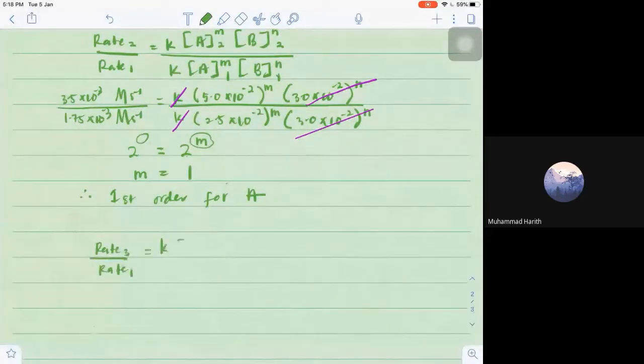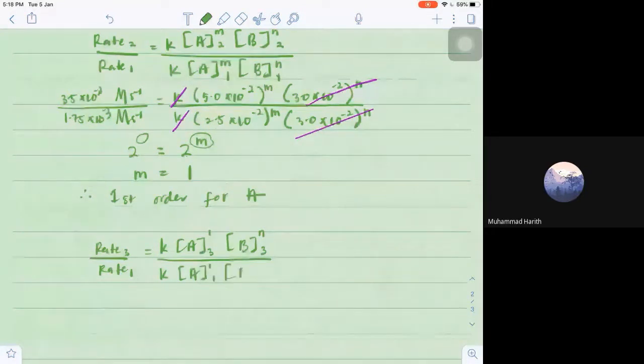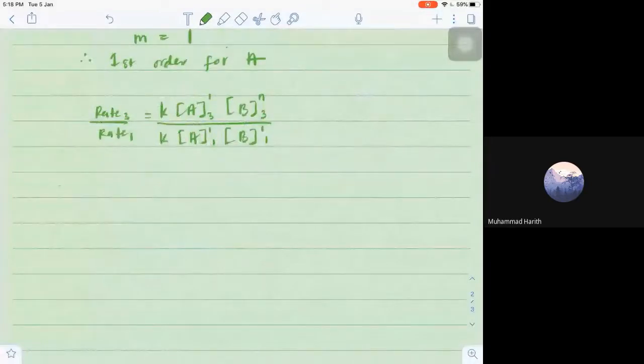It is equal to K, concentration of A, power of 1, since we have calculated the M value. In experiment 3, concentration of B, power of N in experiment 3, over K, concentration of A, power of 1 in experiment 1, concentration of B, power of 1 in experiment 1. Just plug in the values. Rate 3 is equal to 3.5 exponent negative 3 molar per second over rate 1, which is 1.75 exponent negative 3 molar per second, equal to K, concentration of A in experiment 3 is 2.5 exponent negative 2 molar, power of 1.